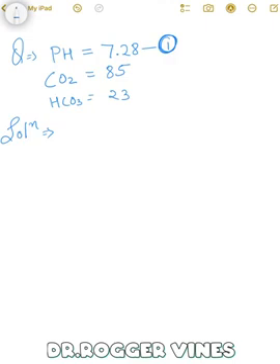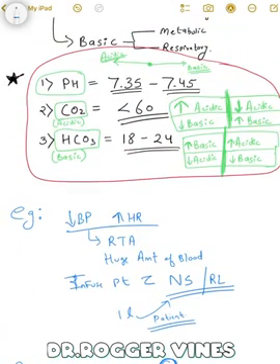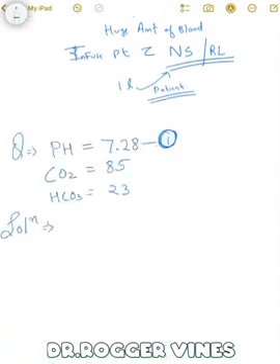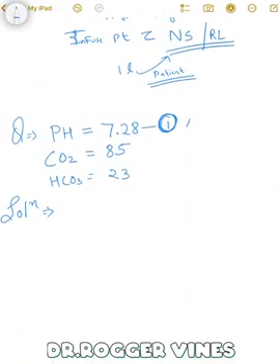First we need to see the pH. The pH is less than 7.35. If it is less than 7.35, what we can say is it is acidic. So you need to write acidic.